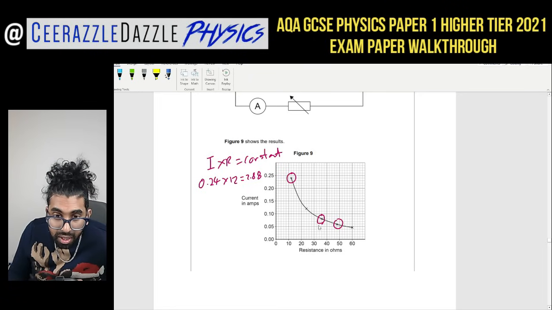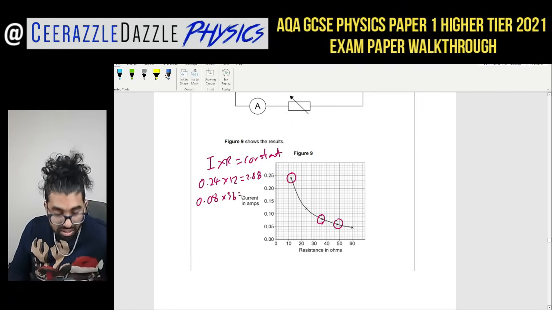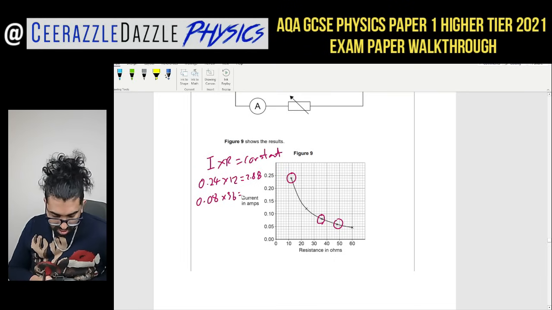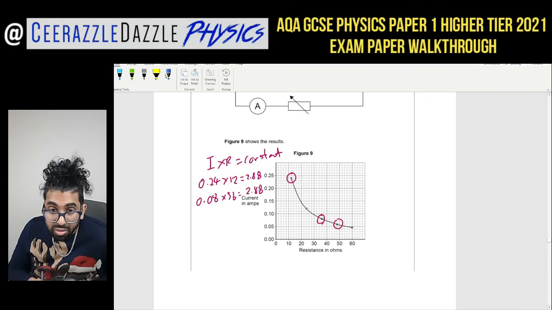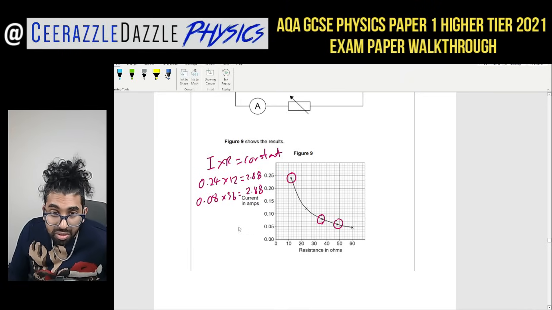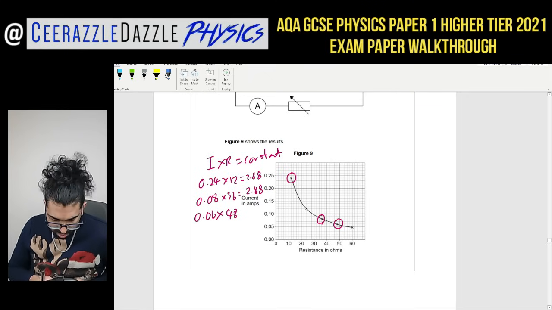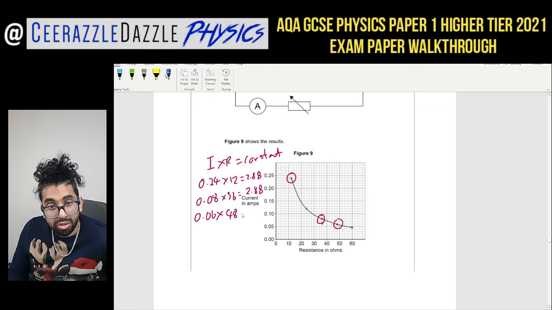For the next one, the current value is 0.08 times the resistance value of 36. So 0.08 times 36, I'm getting 2.88 again. Good, it's working out, guys. And then finally, the last one, the current value is 0.06 times the value of 48. So 0.06 times 48 is going to be equal to 2.88.